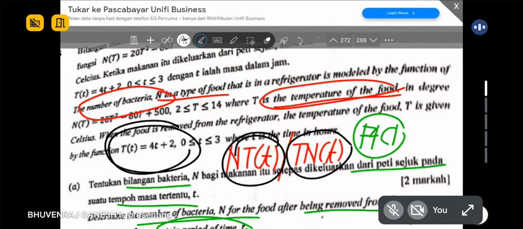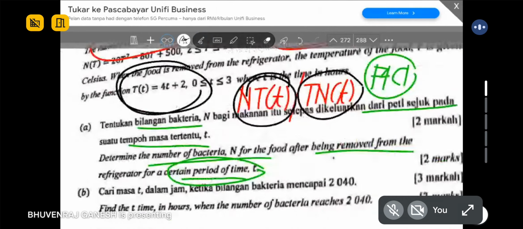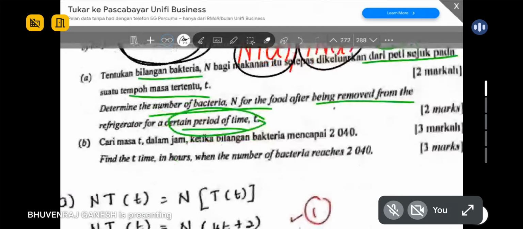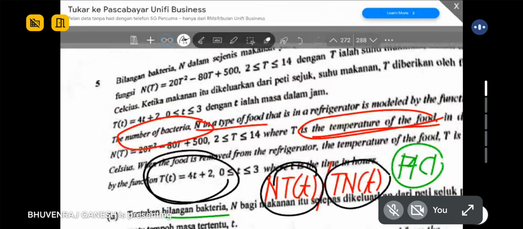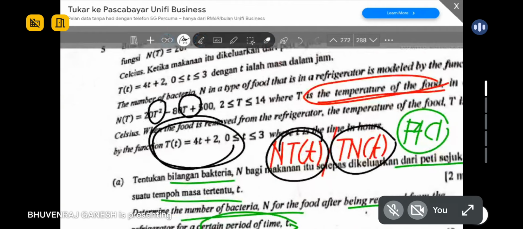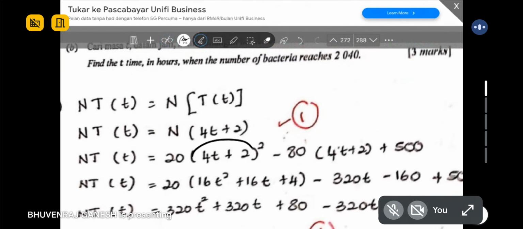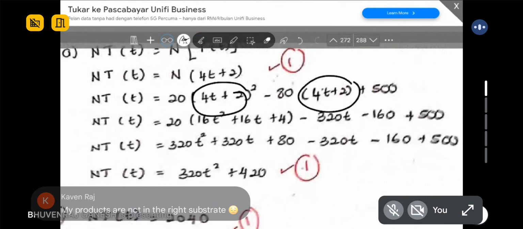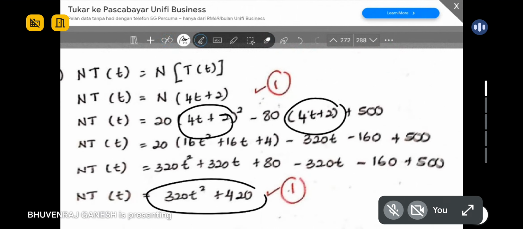Okay? Yes, correct. Okay? So you guys just do composite function lah. These two. Okay, fungsi gubahan. Okay, so TT is 4T plus 2. And then you guys kena gantikan kat T. Okay, substitute 4T plus 2 inside the T. So kamu kena gantikan lah. Just do normal composite function, kembangkan, and then you guys will get the answer. Okay, so jawapan dia is 320T square plus 420. Understand guys this question? Clear?